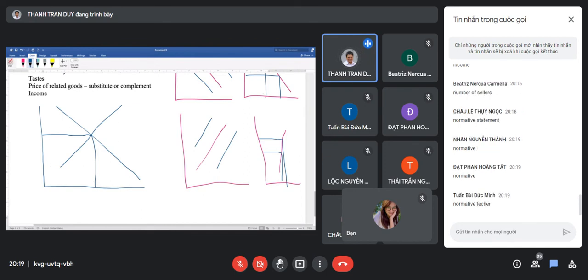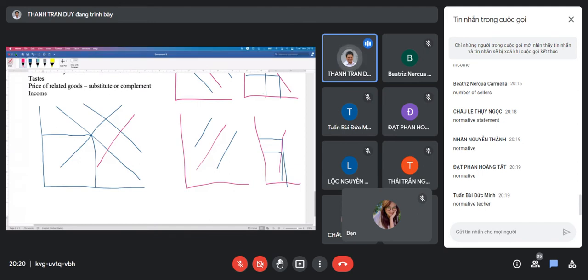So if we understand the determinants of demand and supply, and we know there is a change in demand like this and a change in supply like this, we may have different impacts on the change in price and the change in quantity. So that is chapter number 4. Any questions about chapter 4 of the book before we move to the next chapter, electricity?